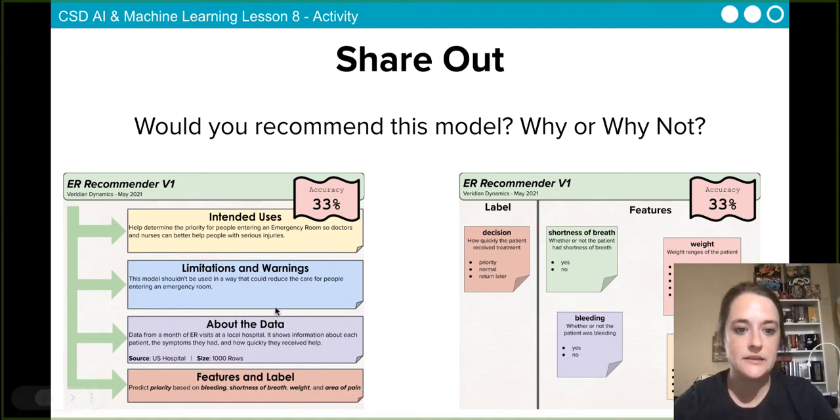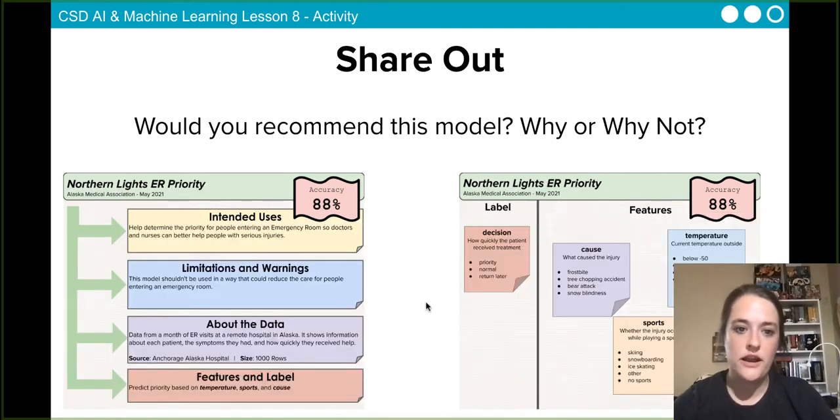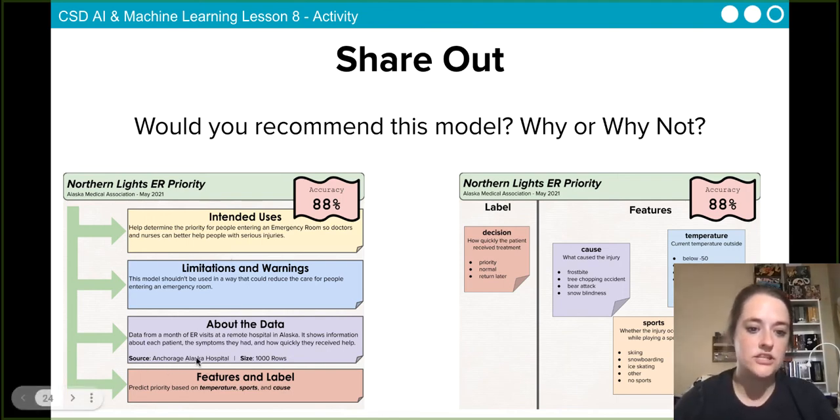Intended uses, limitations. This model shouldn't be used in a way that could reduce the care for people entering an emergency room. 33% accuracy. That is horrible. Okay. Weight ranges of the patient. It asks if they're bleeding, shortness of breath. All right, this is Northern Lights ER priority. About the data, the source was Anchorage, Alaska Hospital. It's a remote hospital in Alaska.